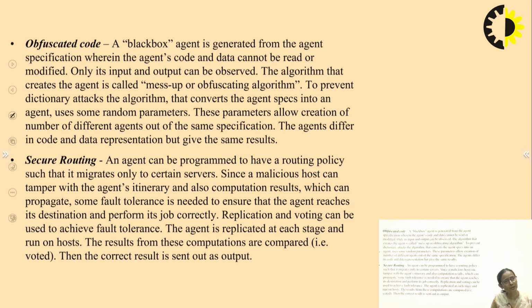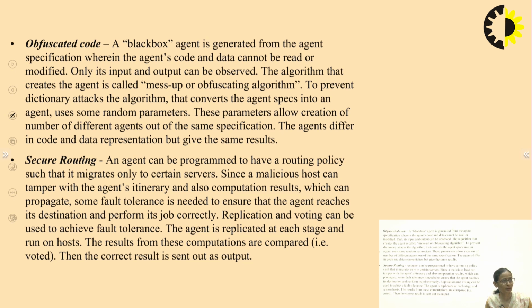Another security measure is the use of obfuscated code. So it is like a black box agent. A black box agent is generated from the agent specification, wherein the agent's code and data cannot be read or modified. Only its input and output are visible. The algorithm that creates the agent is called a mess-up or obfuscating algorithm.